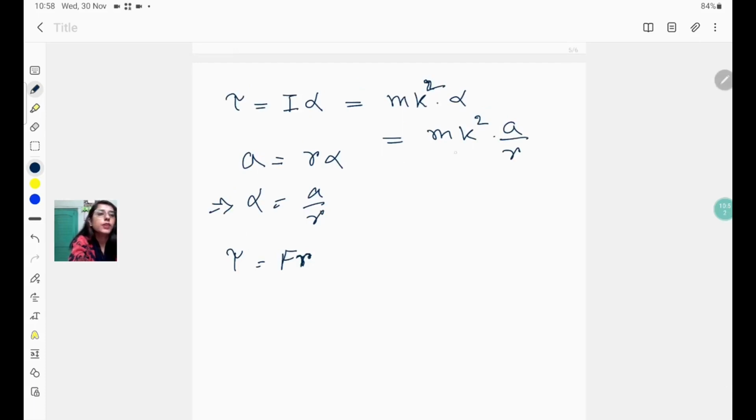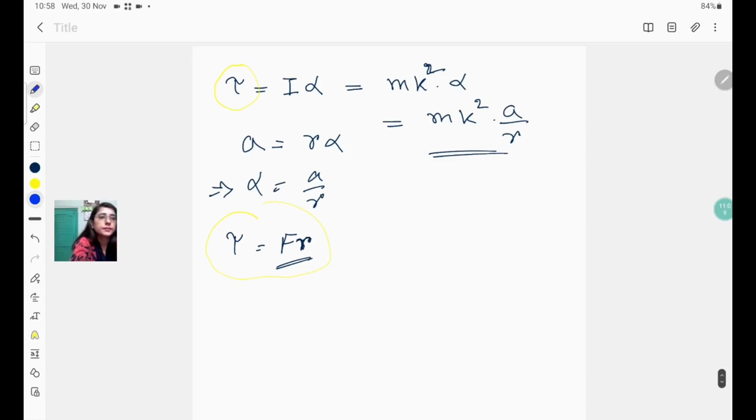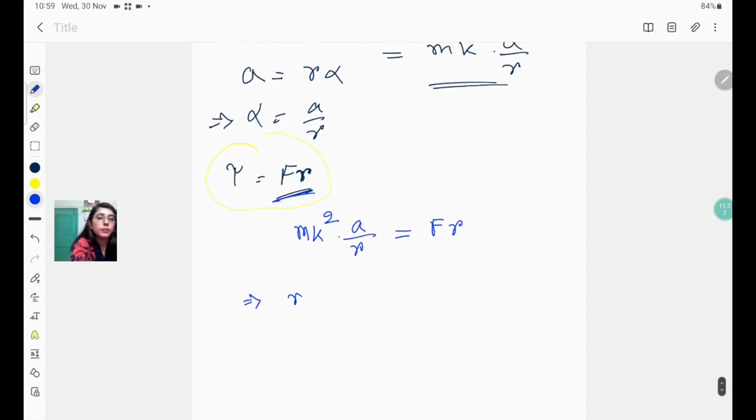Which ones? This one, mk square into A by R, and this one, F into R. They are the same because both are values of tau, this one is also tau, this one is also tau, and we can equate both taus together. That is, mk square into A by R will be equal to F into R. Okay, so mk square A equals F R square.